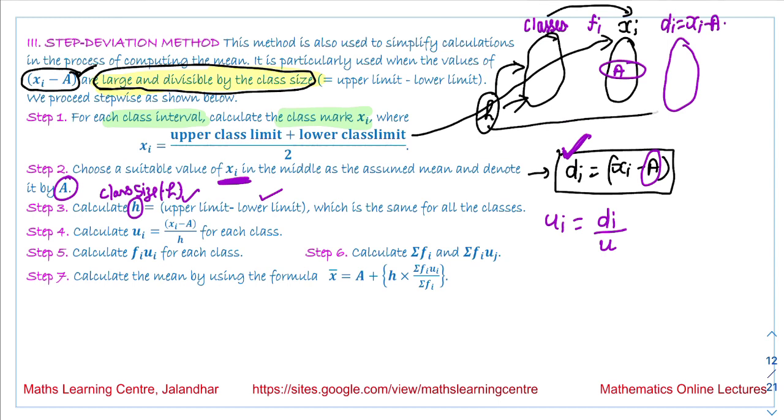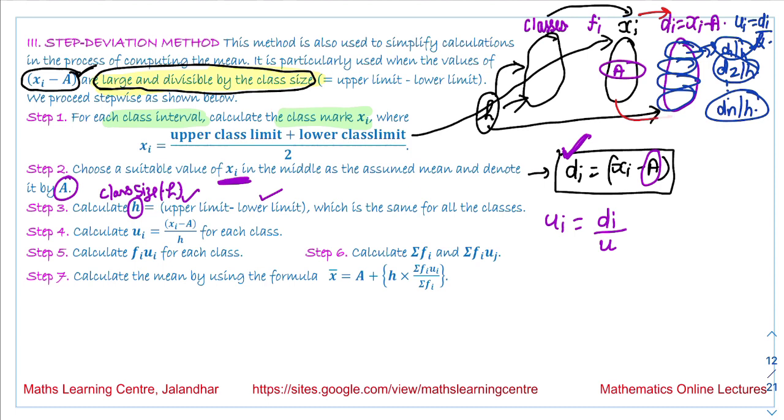If this h divides all these values di, we are going to calculate in the next step a number ui, that is equal to di over h. We are going to divide each of these numbers, d1 by h, d2 by h, all these numbers dn by h. If these numbers are large, then by dividing them by h, these numbers will become small. So what we have done in this step is that we have reduced all the values xi by a. In the next step, we have divided all these values by h.